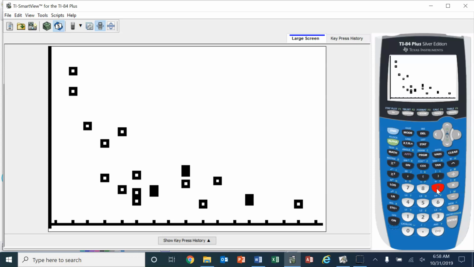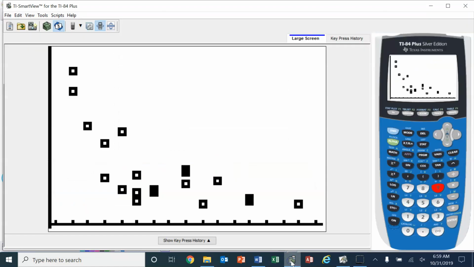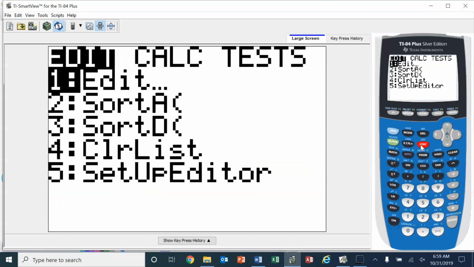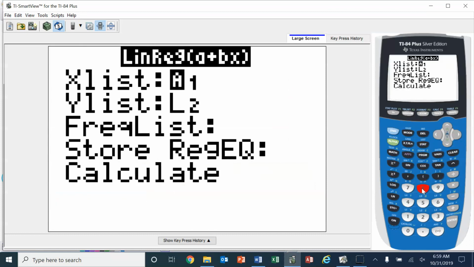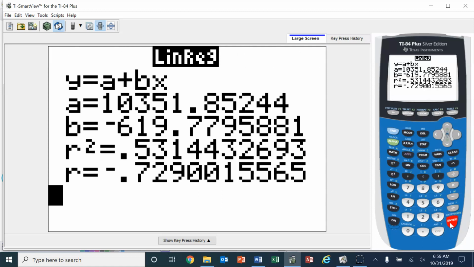So we're going to go ahead and do the original equation in this spot. So we're not going to transform it yet. So we're going to find our A, find our B, find our R, and then we're going to write the equation and take a look at it. All right, so we need to go stat, calculate, number 8. Make sure it says L1, L2. And here we go. All right, so here are the numbers that we need.